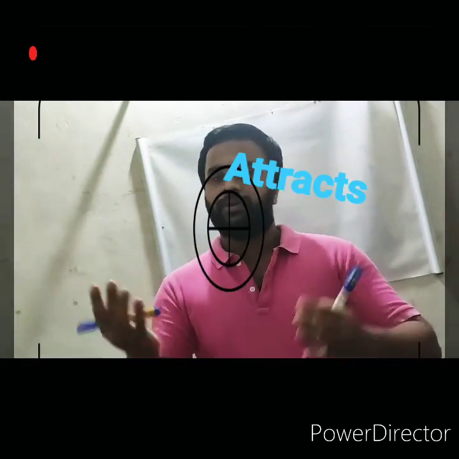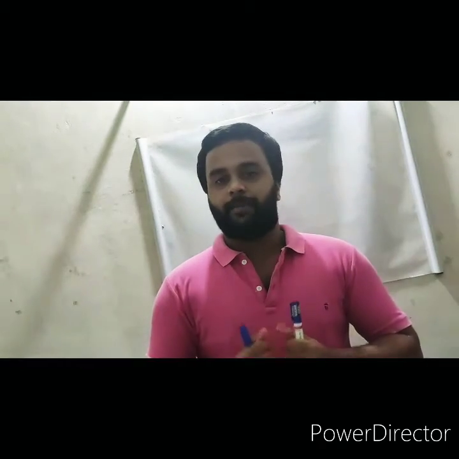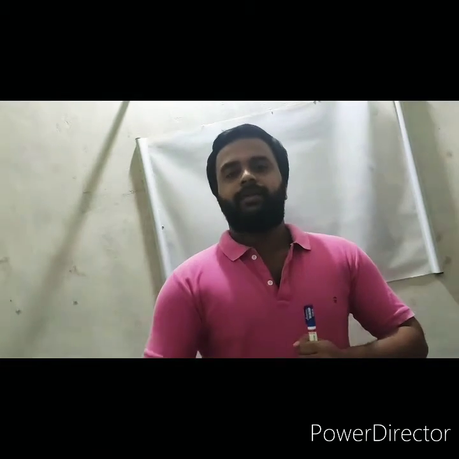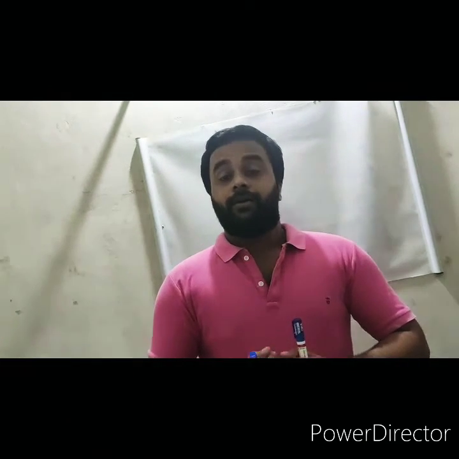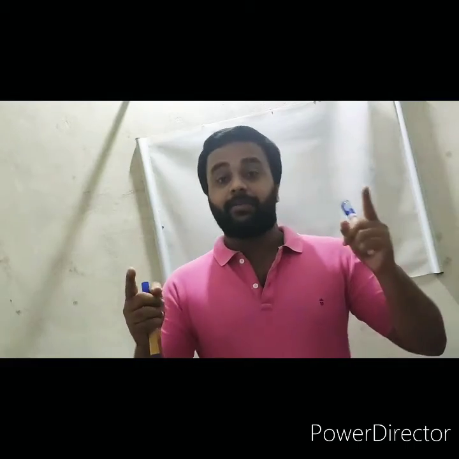Unlike poles attract each other. For example, north and south poles attract each other. North pole repels north pole, and south pole also repels south pole. Okay, let's learn how we can draw magnetic field lines of a bar magnet.